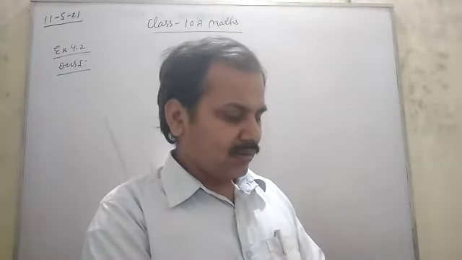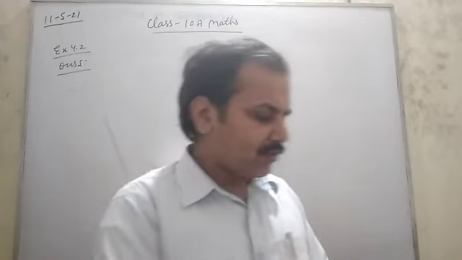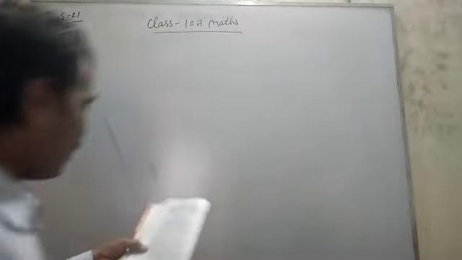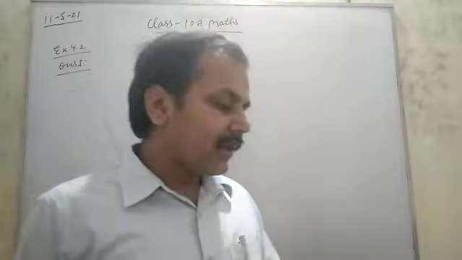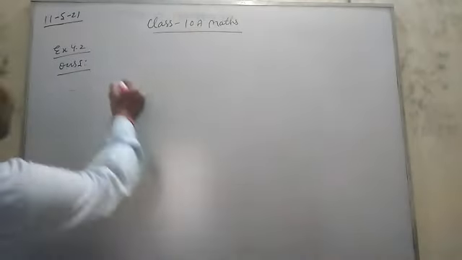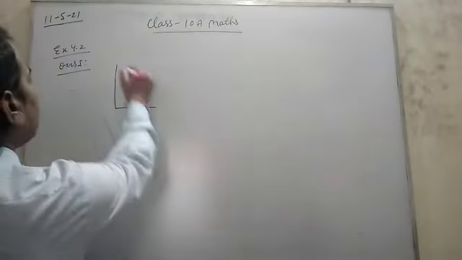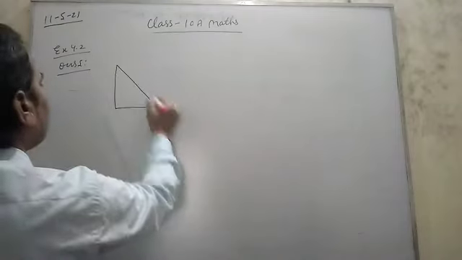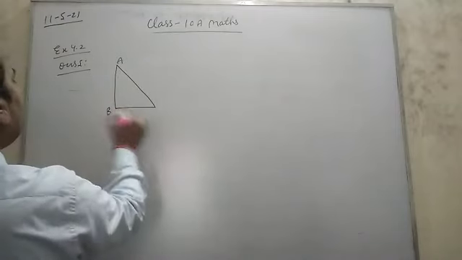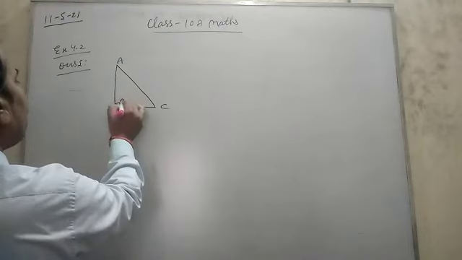Okay. So in exercise 4.2, question number 5. The altitude of a right triangle is... So first we draw a right angle triangle. Suppose ABC, right angle at B.